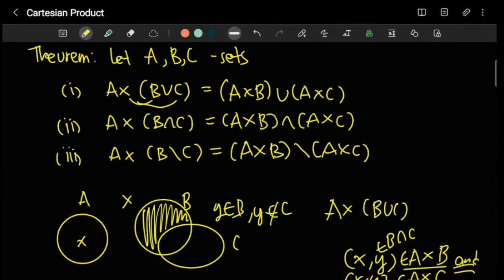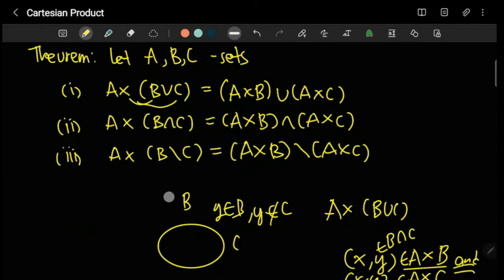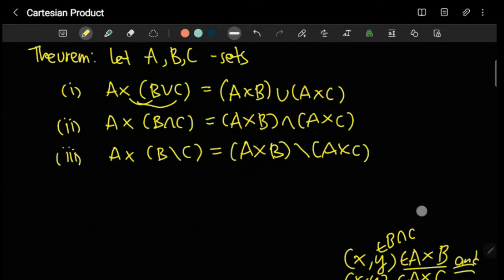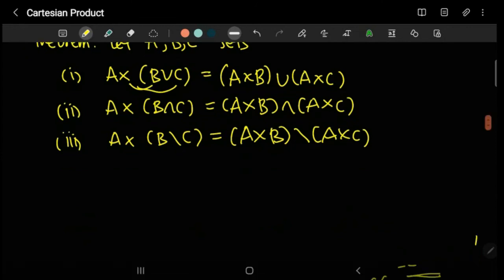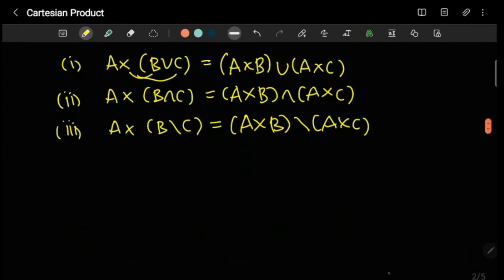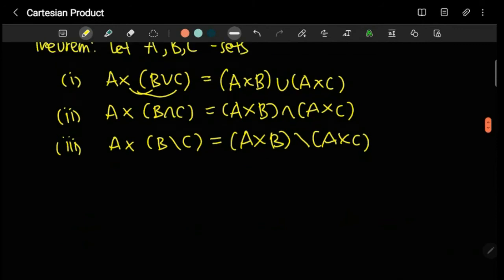So, let's prove. I'll prove number one and I will leave number two and number three as an exercise. Again, the proof will be similar. Kailangan nyo lang i-state in connection with either union, intersection, or complement. So, all you need to do is to remember the definition of union and intersection and complement. So again, I'll do number one and I will leave two and three as an exercise.